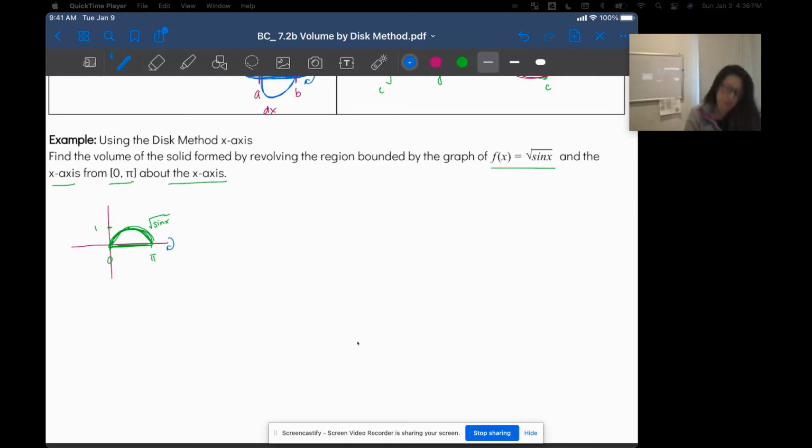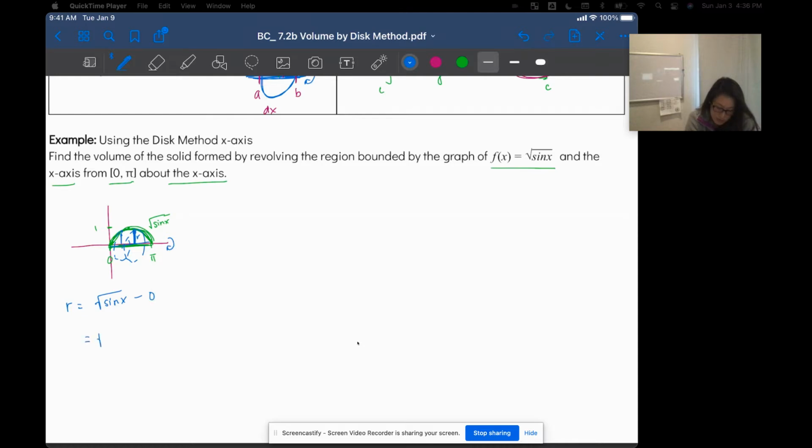I will be spinning the graph around the x-axis, which means that I need to create a flag perpendicular to the x-axis. And when I spin the flag around, it will make a circle. So the radius of the circle, depending on where I draw it, will be the top curve minus the bottom curve. So the radius is going to equal the top curve, which is the square root of the sine of x, minus the bottom curve, which is 0.